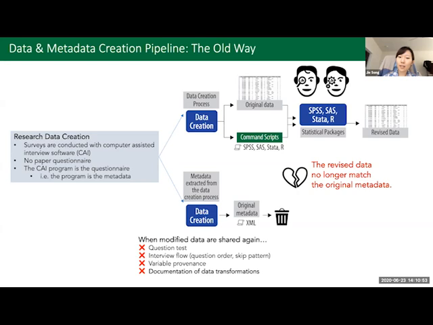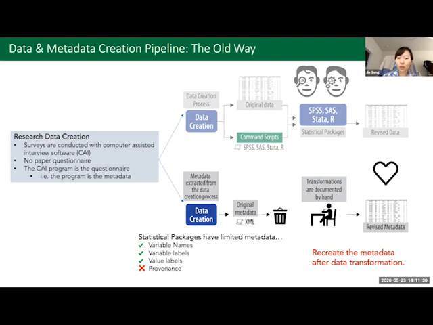The thing is that the revised data set no longer matches the original metadata, because with the transformation, the variable information may all change. If they want to share the revised data again with revised metadata, there are some things to note. First, the question text is no longer there. The interview flow is no longer there. We don't know the variable provenance, and the transformation information is not documented in the new metadata. So if the user is about to share the revised data, they need to manually create or revise the metadata.